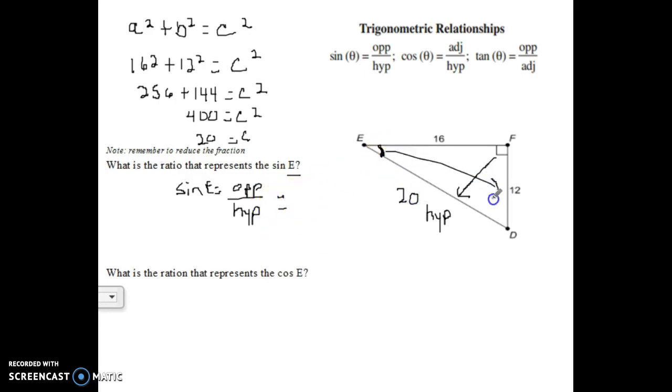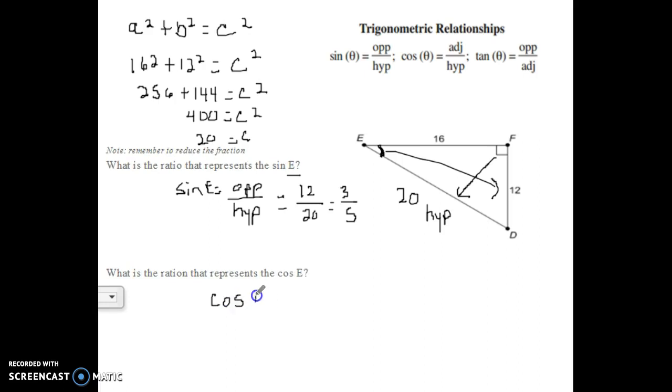Opposite side c is going to be 12 over our hypotenuse we just found to be 20. And then remember, we can reduce that fraction. 4 will go into 12 3 times. 4 will go into 20 5 times. So 3/5 is going to be the sine of e.